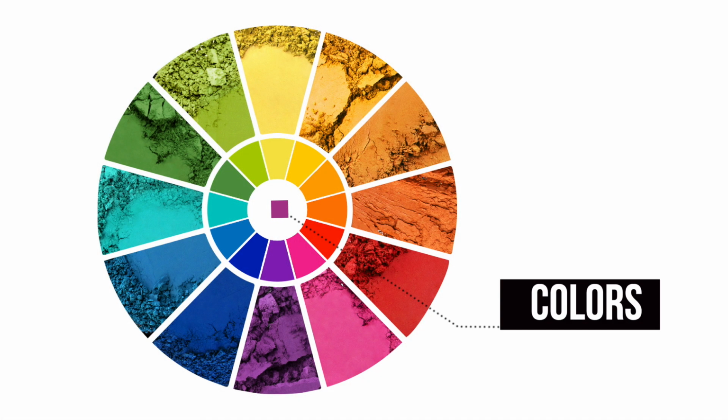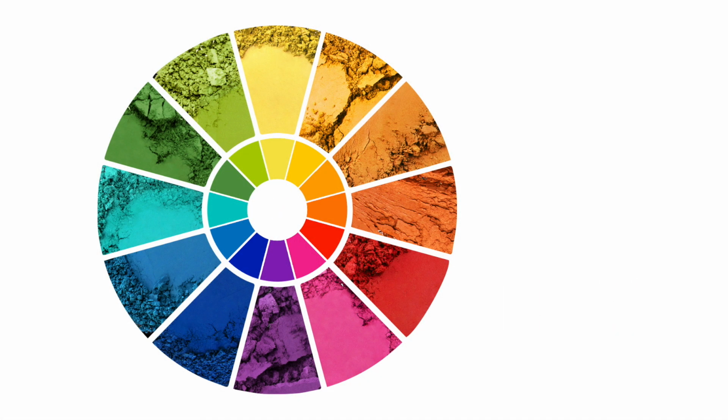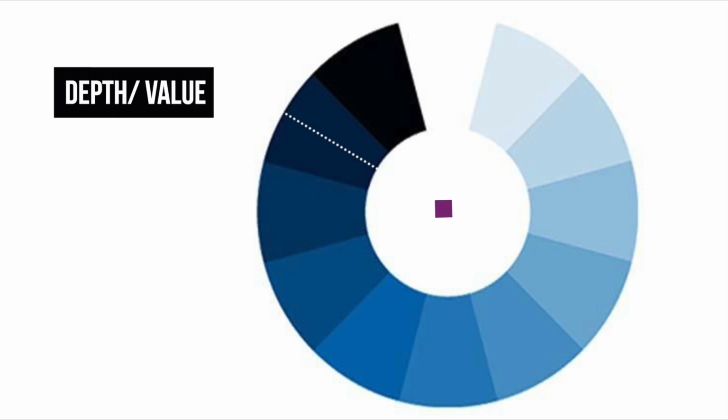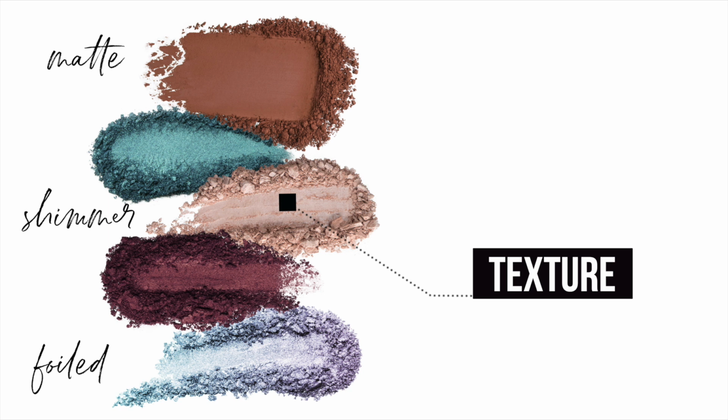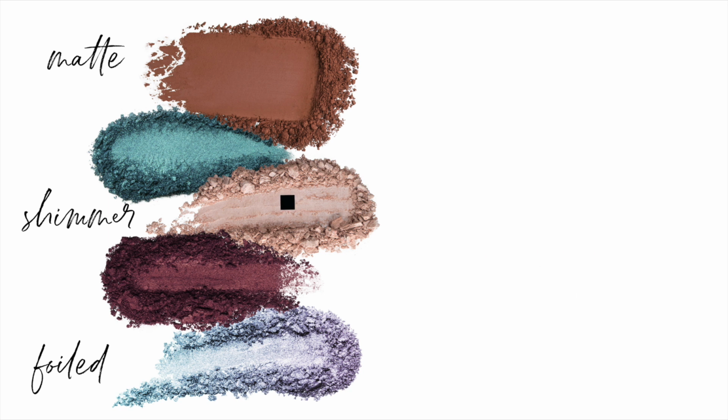So before we get started, really quickly, there's a few criteria that I use to create cohesive palettes. First off is the colors, whether you're going to choose orange, purple, green, blue. There's also the depth or the shades. That's how light or dark is your color. Is it a light green, a medium green, a deep green? How light or dark is that shade? And then also the texture. Is it a matte, a satin, a shimmer, a metallic, a foil? You want to have a variety of all of those three that I listed.